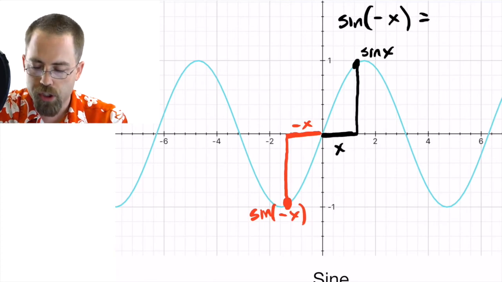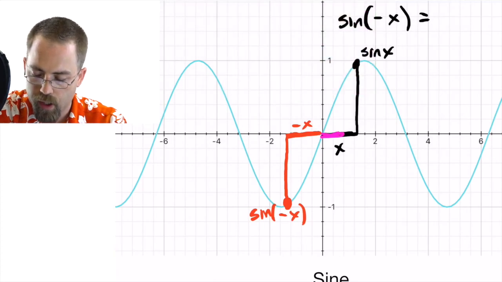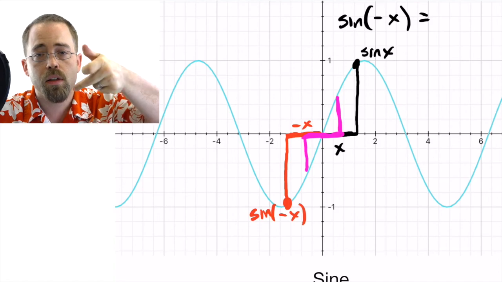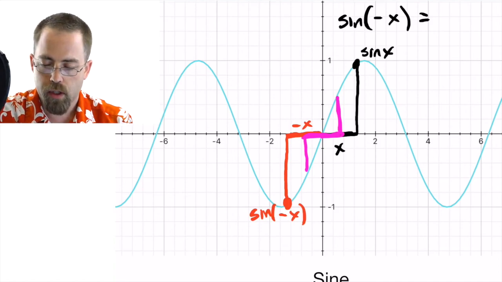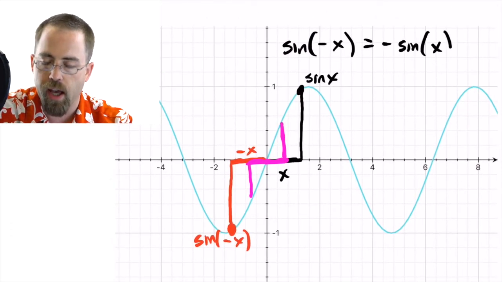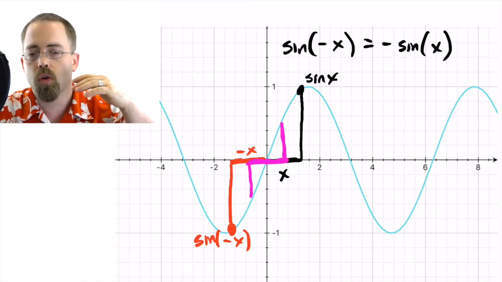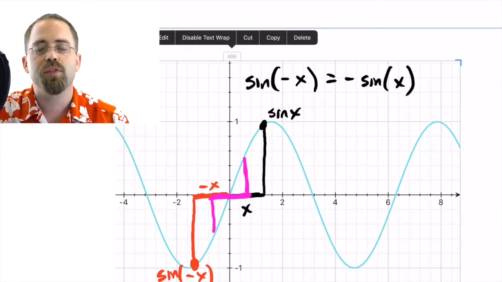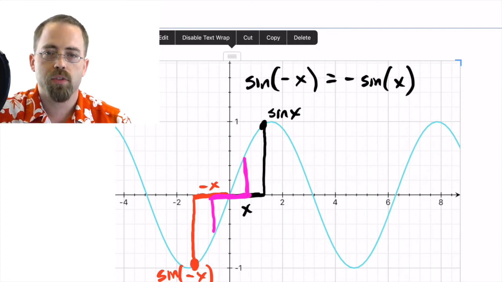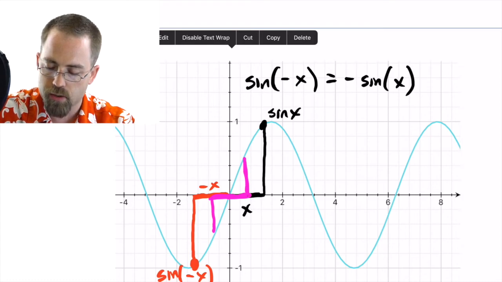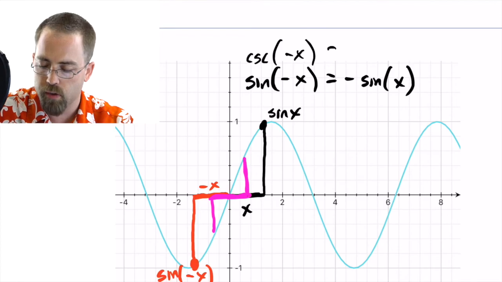But you can see how whichever values I would have picked, if I had picked this x and then that was negative x, they are very, very related. One is simply the flip over the x-axis of the other. So this question says it's the same as sine of x except upside down. This is the definition of an odd function. Sine is odd, and sine of negative x is negative sine of x. And if that's true for sine, then that must also be true for its reciprocal, cosecant: cosecant of negative x must also equal negative cosecant of x.